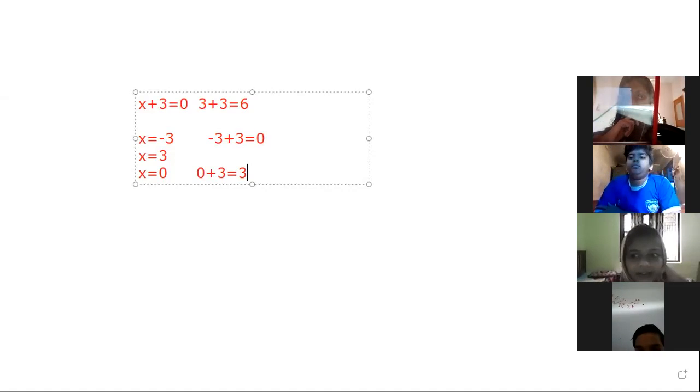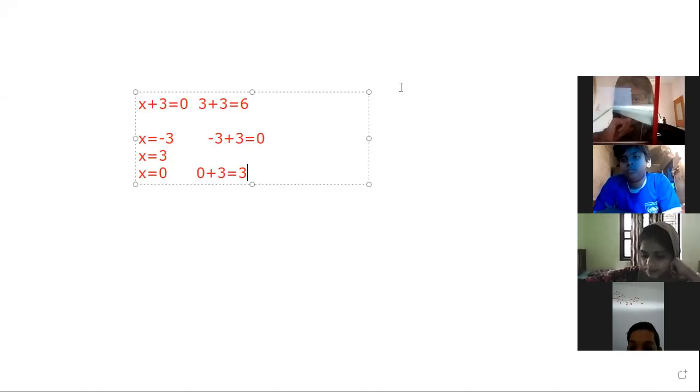Similarly, there are some equations and their values given. You have to check whether the equation is satisfied or not. You just write yes or no. Okay.